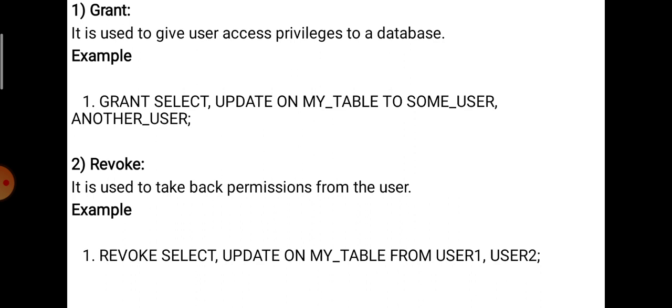Okay, next command is revoke. This command is used to take back permissions from the user. Using this command, one can take back the permission which is already given to the user. Example to implement this command is: revoke select, update on my table from user 1, user 2. Now using this statement, one is taking back the permissions which were already given to user 1 and 2 for the selecting and updating process. Okay, so this is the way of implementing the command revoke.